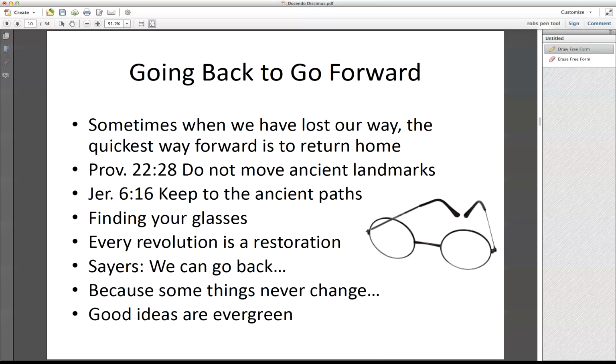Okay. So to go forward, and I'll finish my introductory remarks here. Sometimes when we've lost our way, we need to return home. Proverbs 22:28 says that we shouldn't remove the ancient landmarks. And Jeremiah 6:16 talks about keeping to the ancient paths. If the old roads have worked really well, we should continue to walk upon them.